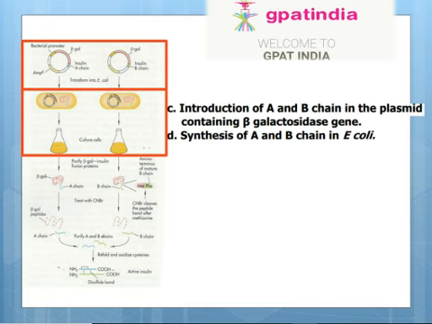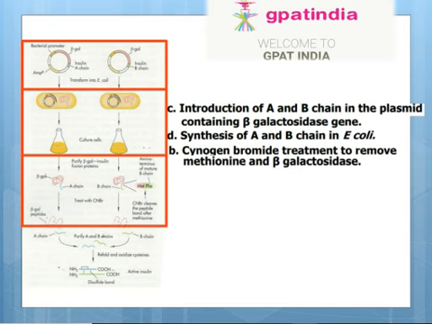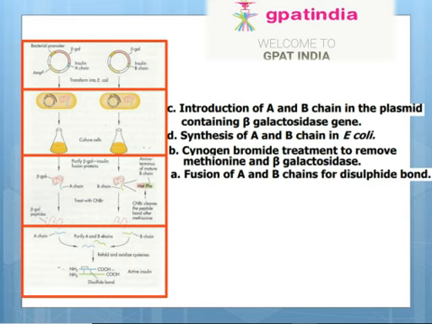When these microbes grow, we separate and purify these fused insulin, and because these are connected with glycoside, we need to break them. We can break these with cyanogen bromide treatment, which will remove methionine and beta glycosidase. And finally we will fuse both the A and B chain, and we will get the recombinant insulin for our diabetic patients.